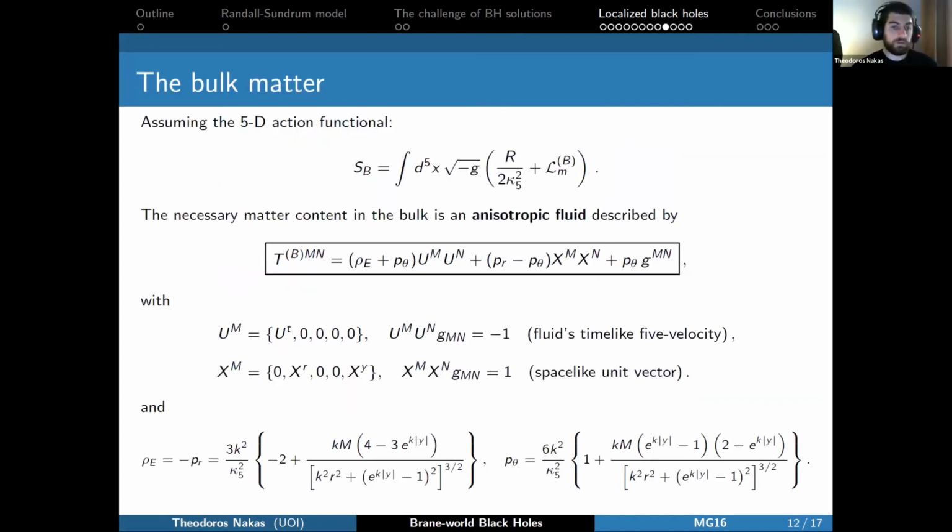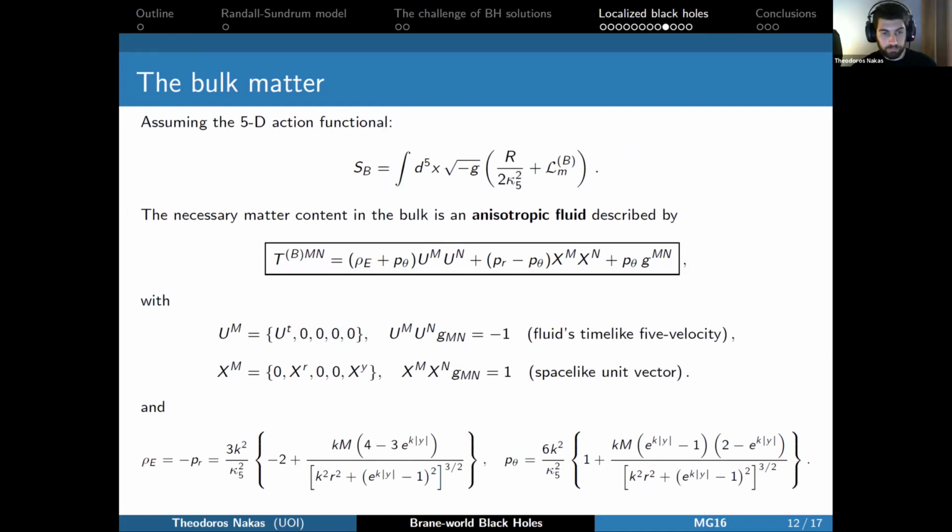Let us now determine the bulk matter which is necessary to support our solution. To do so, we consider the five-dimensional action functional that you see here, and varying this action functional with respect to the metric tensor, we obtain the gravitational field equations from which we can extract the stress-energy tensor.